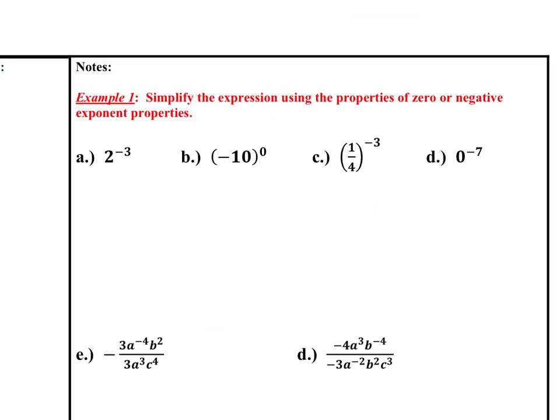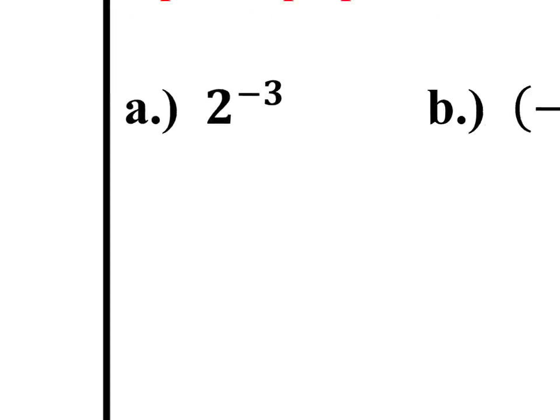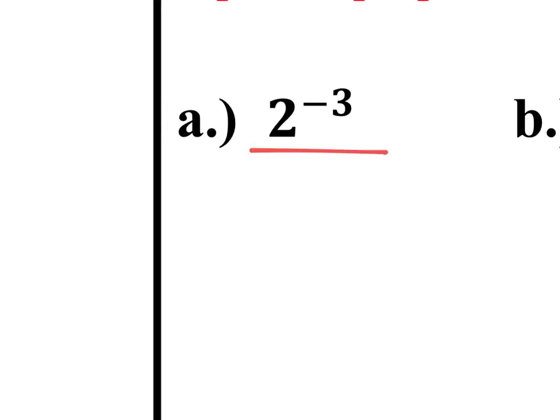Next question. A is 2 to the negative 3rd. 2 to the negative 3rd is being salty. It's negative. It can't stay where it's at because it has a bad attitude. So you've got to send it to its room on the opposite side of the house. The problem right now is there isn't an opposite side of the house, so you need to make it into a fraction.